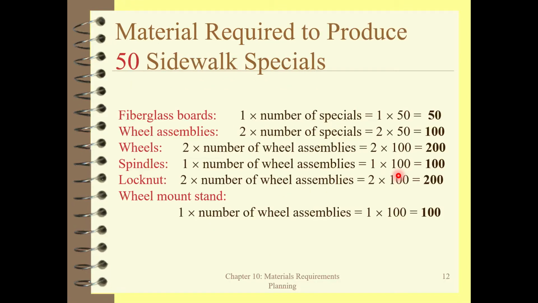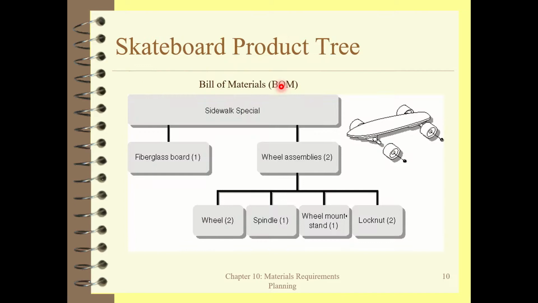So if you need 50 sidewalk specials, how many boards are required? You need 50, right? But you need 100 wheel assemblies, because the relationship is 1 to 2. 50 multiplied by 2 is 100. What about wheels? The relationship between wheel assembly and wheel is 1 to 2. So in this case, if you want 50 sidewalk specials, you need 100 of this.